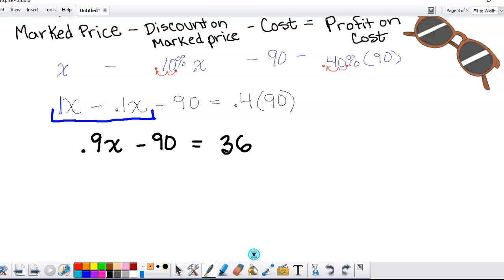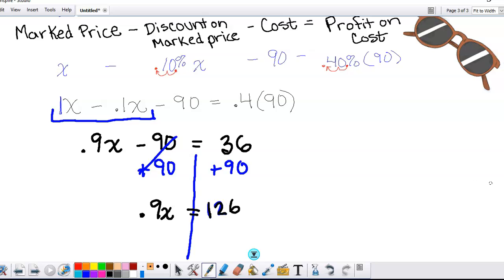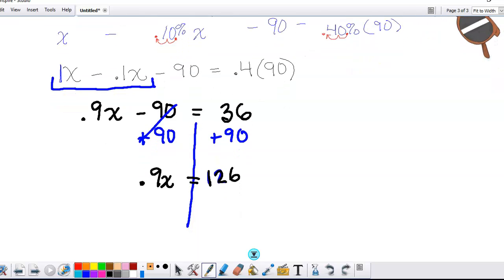Continuing to solve. We are now to the solving, so I need to get my letters over here, my numbers over here. Whatever I do to the one side, I do to the other. I want to get rid of minus 90, so I'm going to add 90 to both sides of this equal sign. Minus 90 plus 90 is gone. 36 plus 90 is 126. So we have 0.9x equals 126.